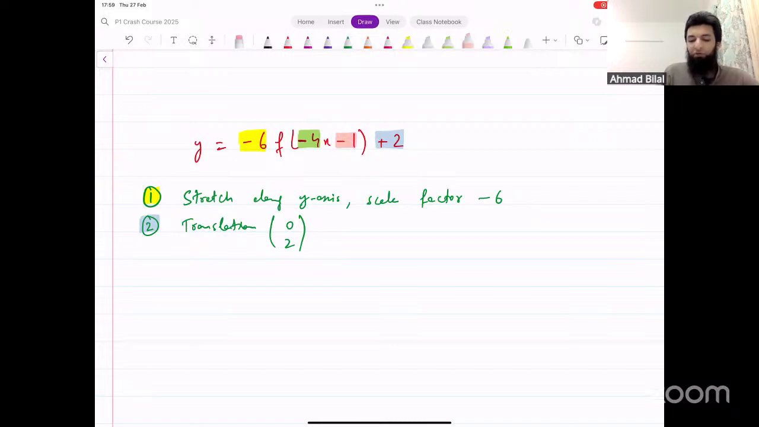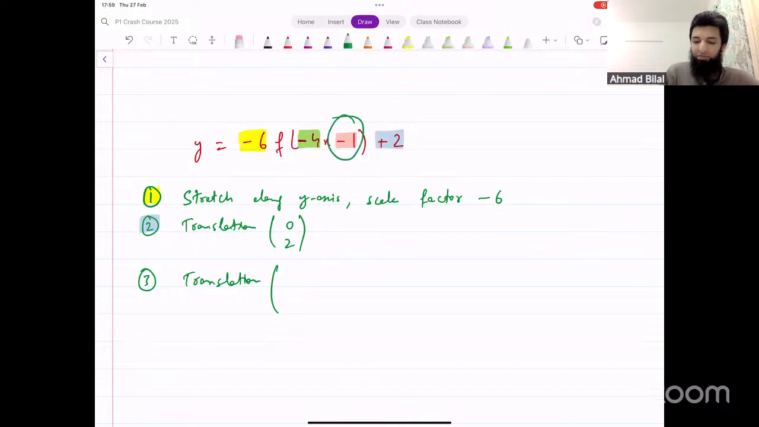Which one do we do first? Do we multiply with -4 first, or do we add or subtract 1 first? It's horizontal now. In horizontal, we do the opposite of BODMAS. That means in this format, translation would be done first and stretch would be done second. So we can say the next transformation would be a translation. So we would have to do translation first.